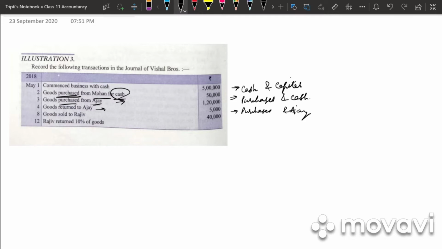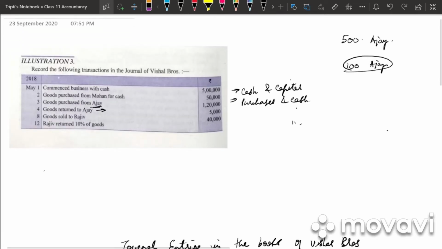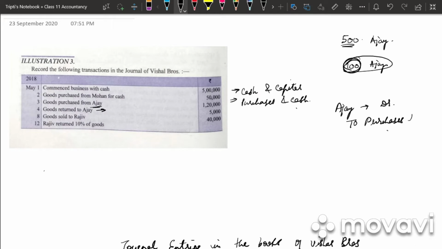Next we have goods returned to Ajay. Say for example, you purchase goods of 500 from Ajay and you return back 100 rupees to Ajay. So who is getting the goods back? Ajay is the receiver of goods. So we will debit Ajay's account, and what are we doing? We are returning it. So it is purchase return account. Clear?